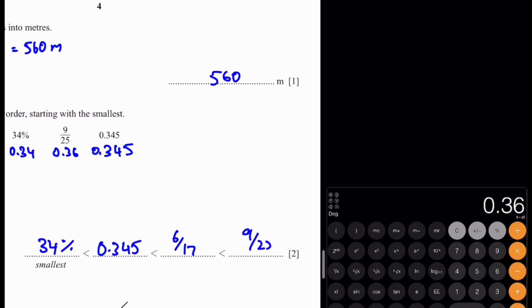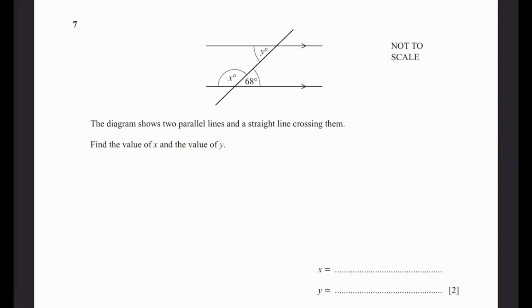That's the answer. Question 7. The diagram shows two parallel lines and a straight line crossing them. Find the value of x and y. So x and 68 degrees are supplementary angles. And supplementary angles, it is spelled like this.